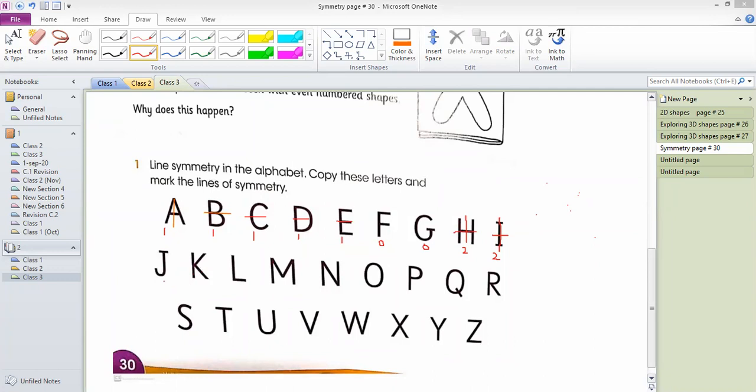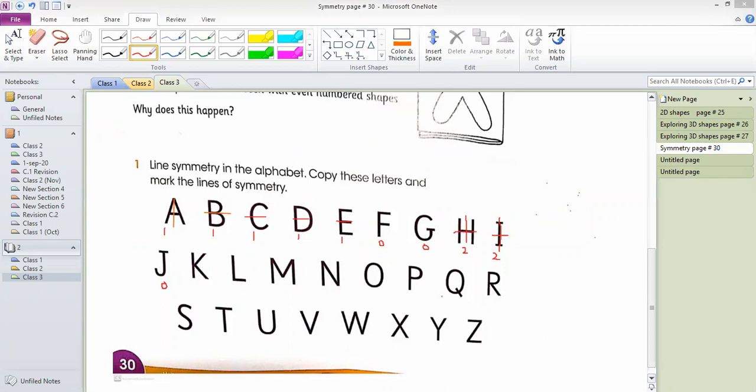Yes, sir. Write 0 here. Now tell me about K, guys. Does K have a line of symmetry or not? Horizontal, sir.